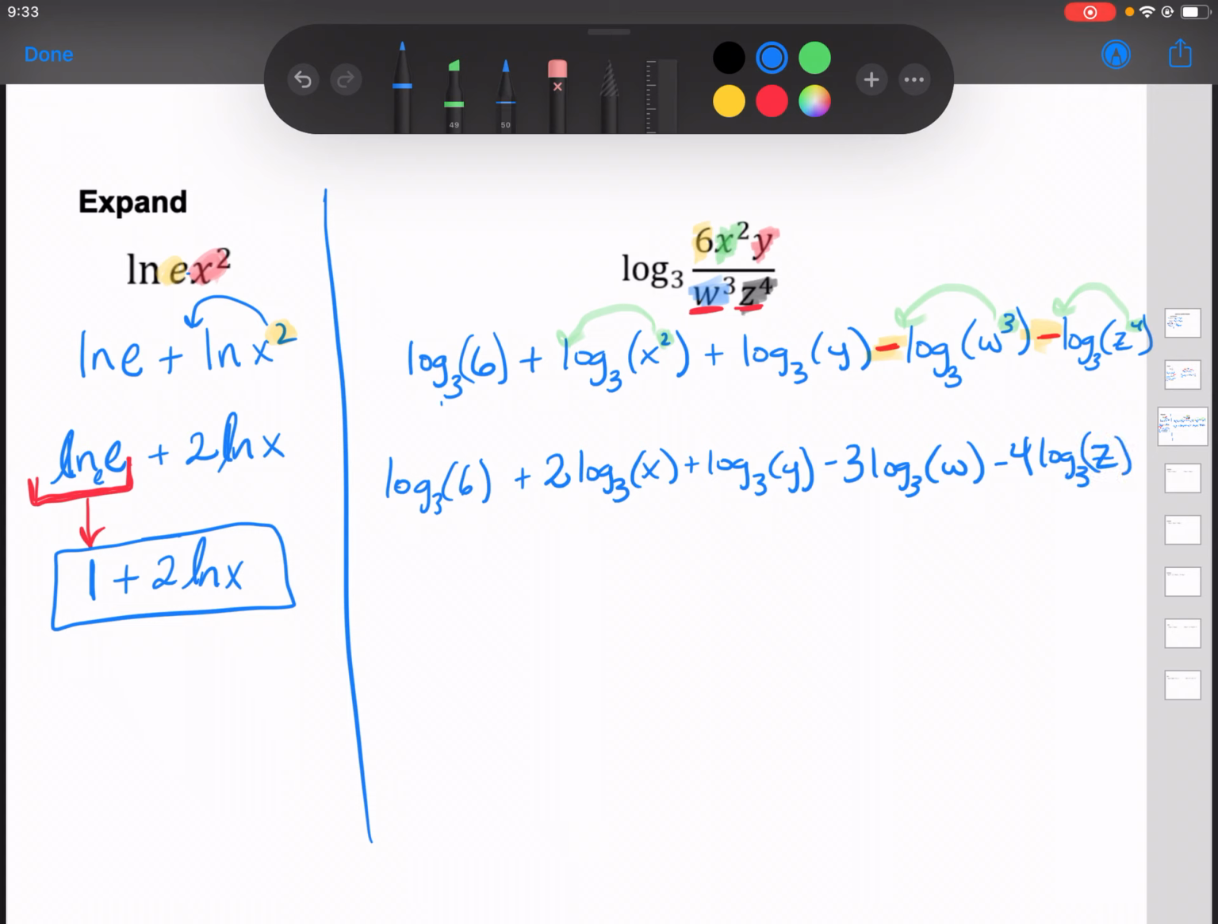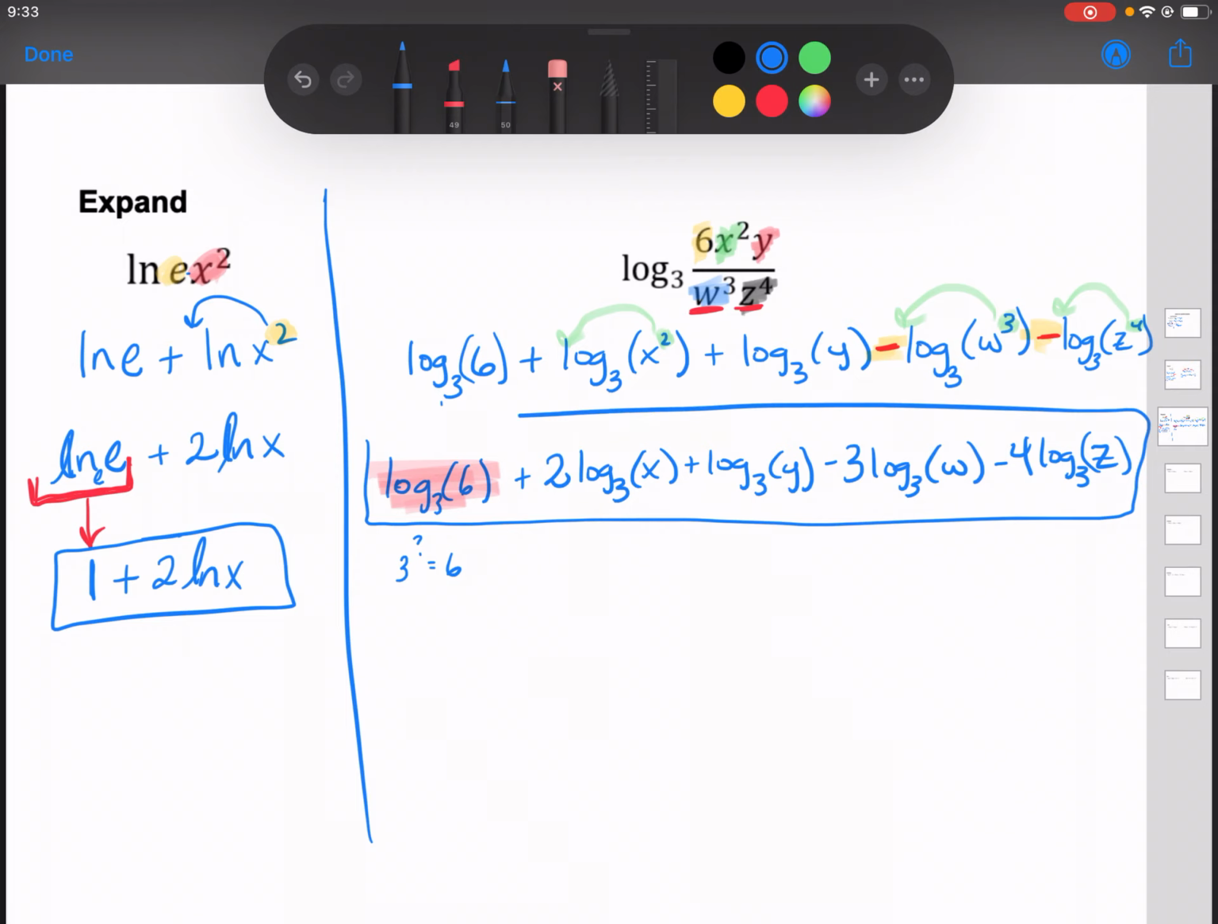And then last but not least, you always check logs that don't have variables to see if you can easily simplify them into integers. So you're just asking yourself, 3 to what power gives me 6? That's not going to be an integer answer. So I'll go ahead and just leave this as is.